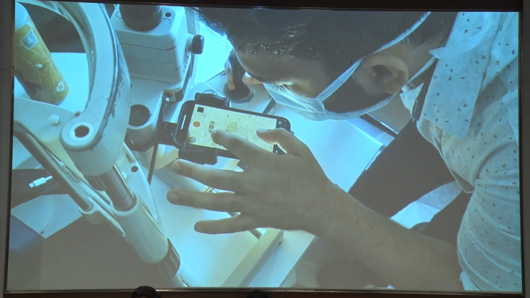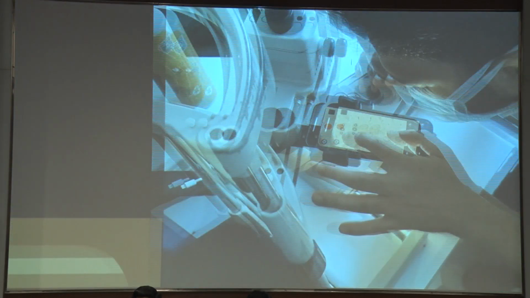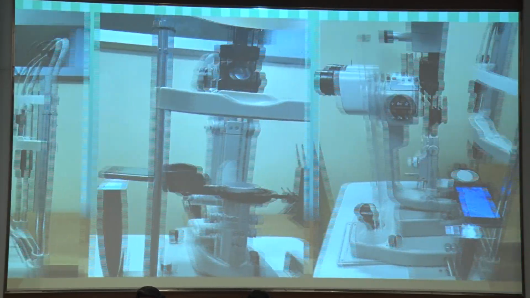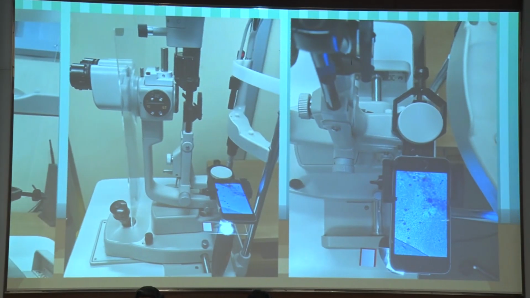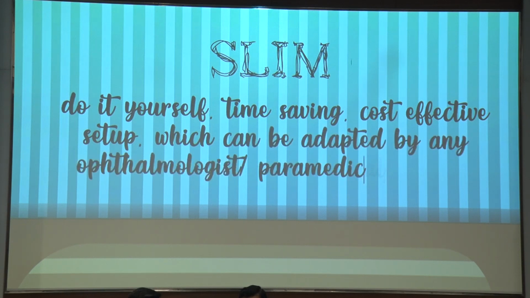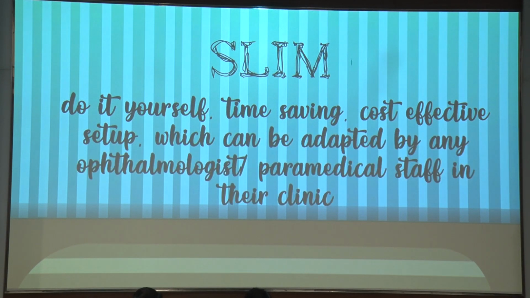It is not always necessary to dismantle the illumination part. Pivot joint has an extension. It can be simply attached to that extension and the examination carried out. Hence, SLIM, an attachment of the IOLscope to the slit lamp biomicroscope, is an innovative, novel modification to an existing slit lamp, transforming it into a microscope.